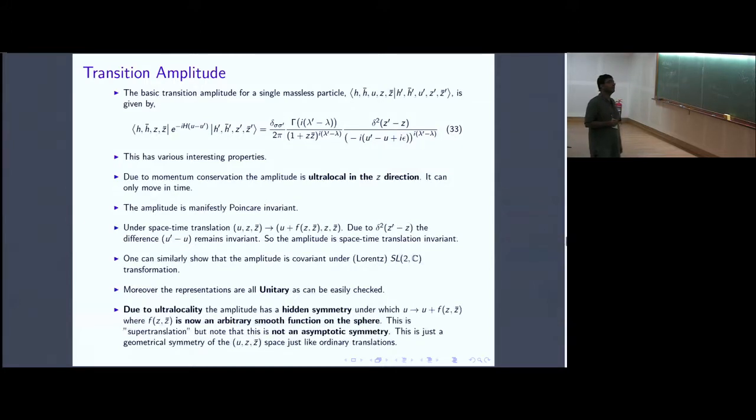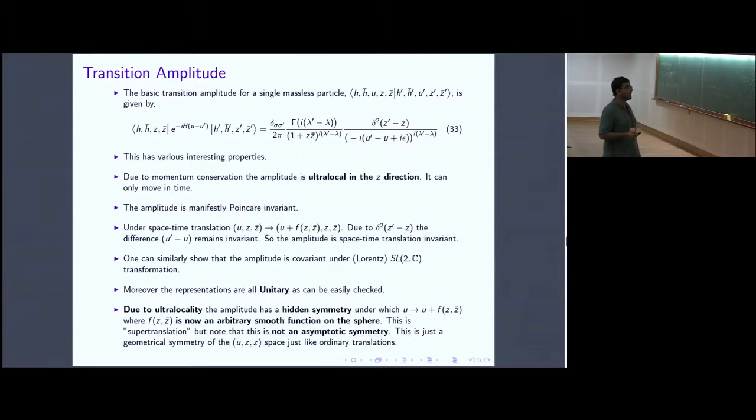Suppose I describe my states in this way, these H bar, Z bar type of states. Then I can compute this transition amplitude, which is the analog of x t, x prime t prime. So this calculation you can do, and what you get is this expression. First of all, due to momentum conservation, this amplitude is ultra-local in the z direction. So this particle can only move in time, and that is one of the most important things that I will come to later.